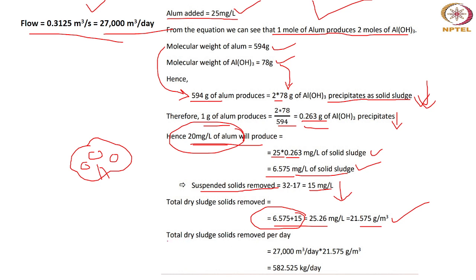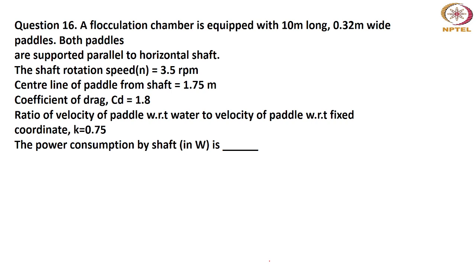Now the dry sludge solids removed per day. This is my flow rate multiplied by my solids removed. The flow rate is 27,000 meter cube per day, and for every meter cube of water I am getting 21.575 sludge. So if you just multiply, meter cube cancelled, convert this gram into kg, I am getting 582.52 kg per day.